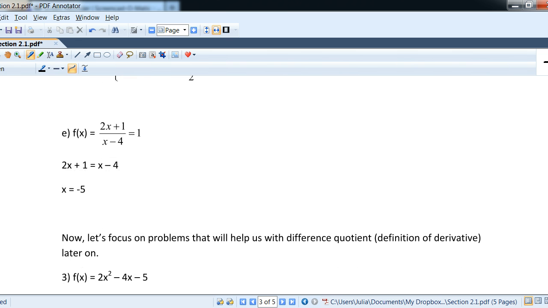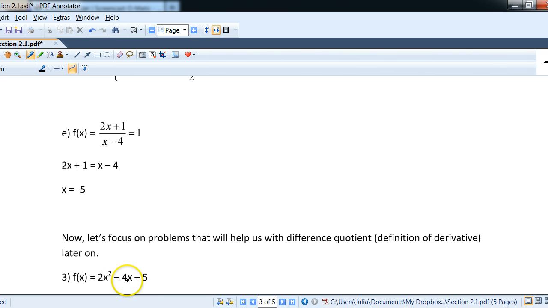For the rest, we're actually going to focus on the idea called the difference quotient, which we're really going to need. Basically, the idea is the derivative. This is how we're going to define the derivative, or the rate of change, using the difference quotient. So we'll see it. Here's the first one.